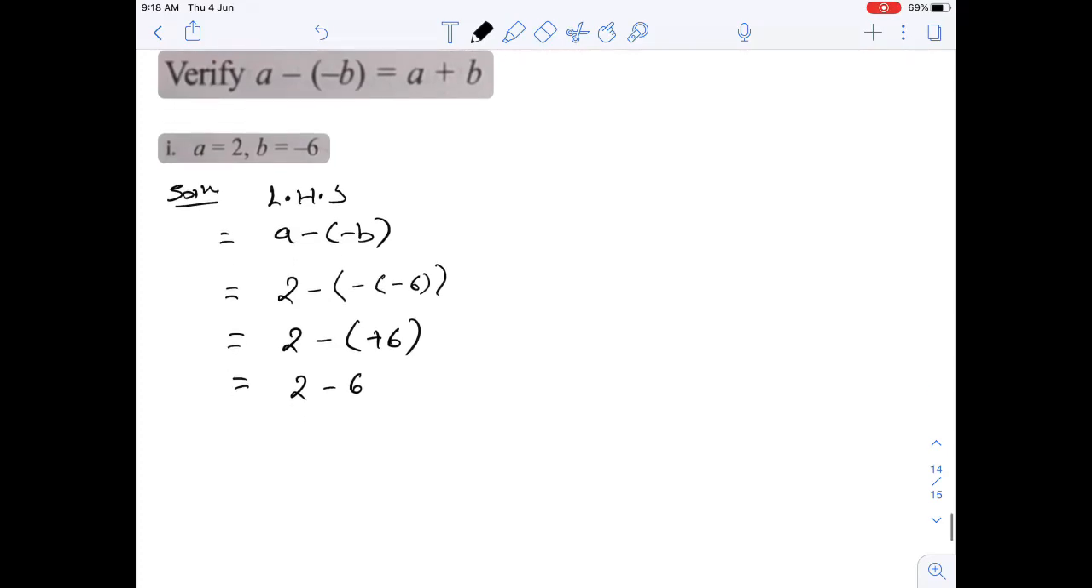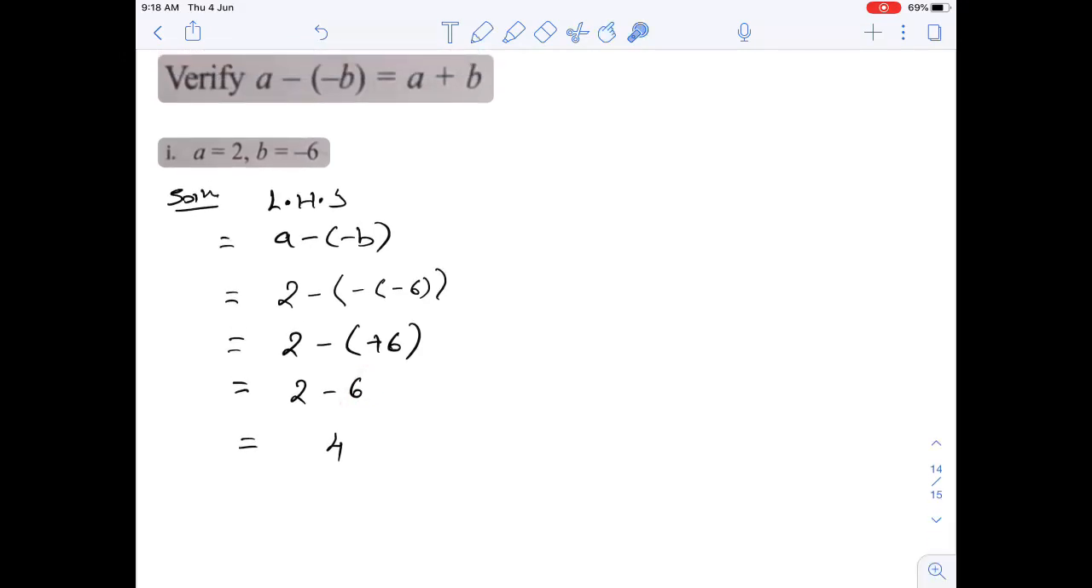Equals to, now you can see that this 6 is having negative sign, 2 is having no sign, means it is positive. So we can say that both the numbers are having opposite signs. Whenever numbers are having opposite signs, we subtract the numbers. So 6 minus 2 is 4, and sign of greater number, that is 6, is minus, so we will write here minus 4. Now this is LHS. Now we have to write here RHS.